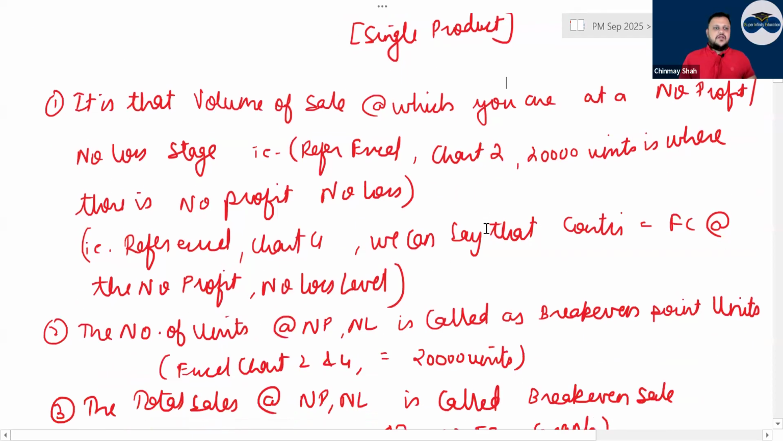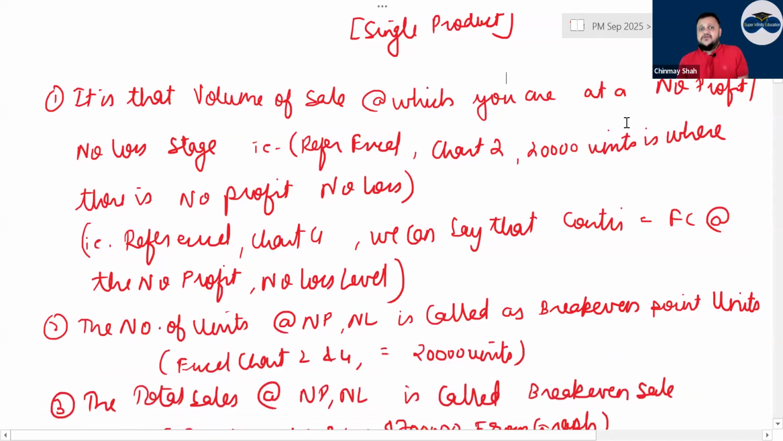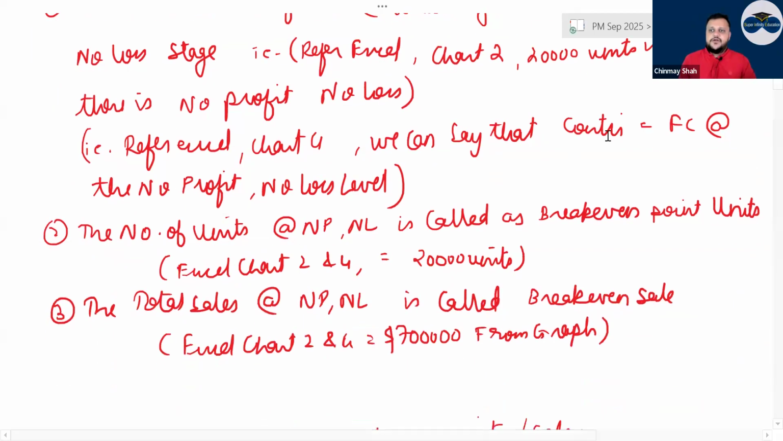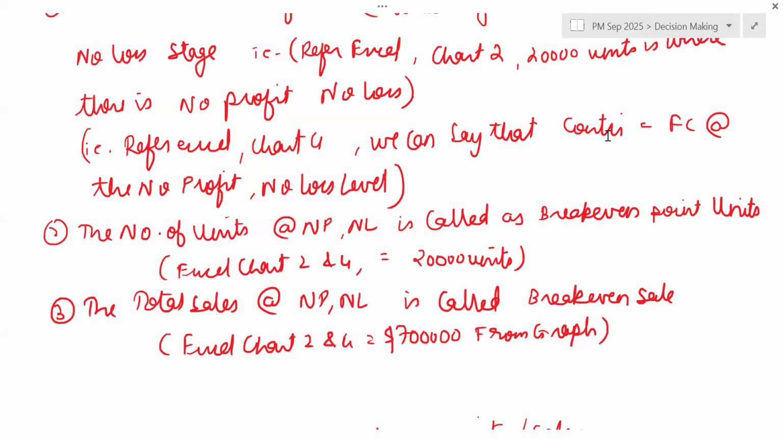Break even point, single product, right? It is the volume of sale at which you are at a no profit, no loss stage. We have seen in that Excel sheet that at 20,000 units we were at no profit, no loss, right? Contribution was equal to what? Fixed cost.